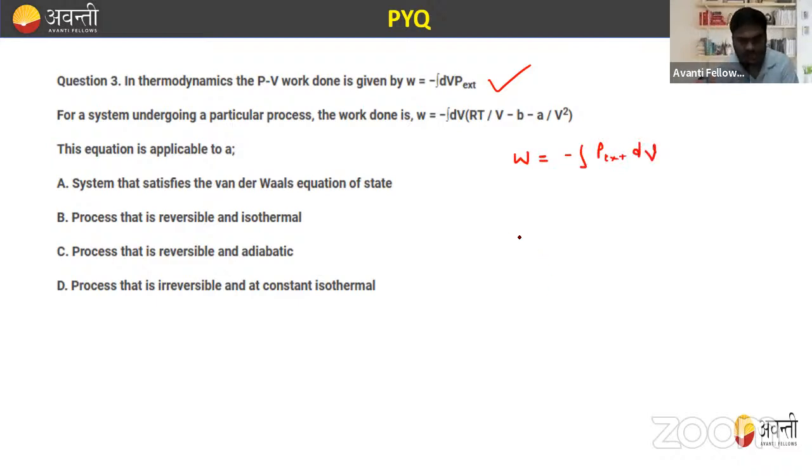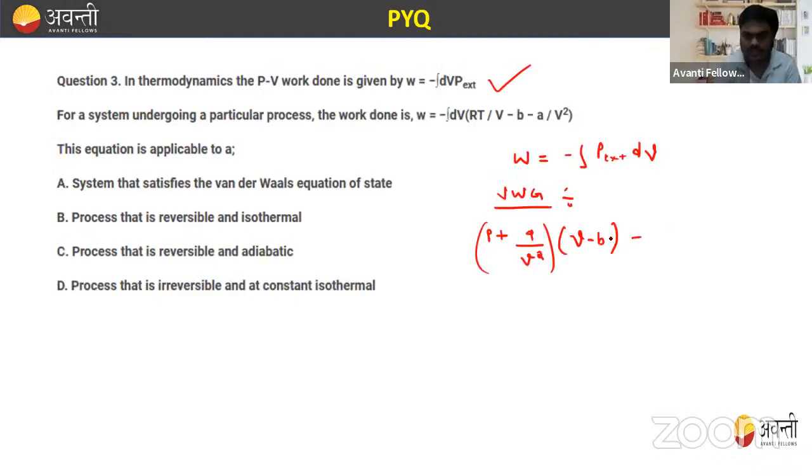Now from the van der Waals gas equation, we know that, what is the van der Waals gas equation? It is nothing but (P plus A upon V square) into (V minus B) is equal to RT. So from here, we can calculate P as well. P is equal to RT upon V minus B, minus A upon V square. So this is how we can calculate P.